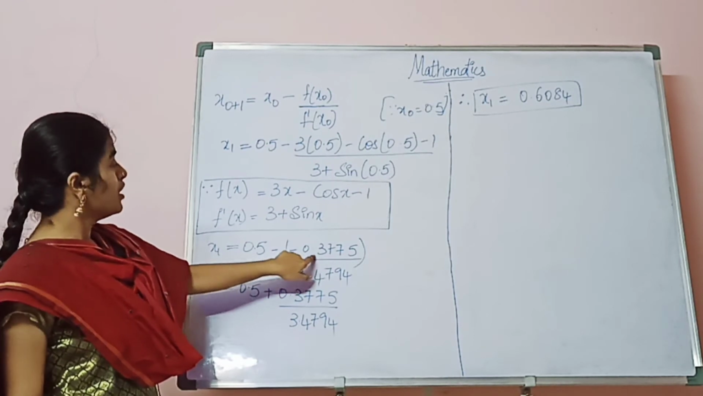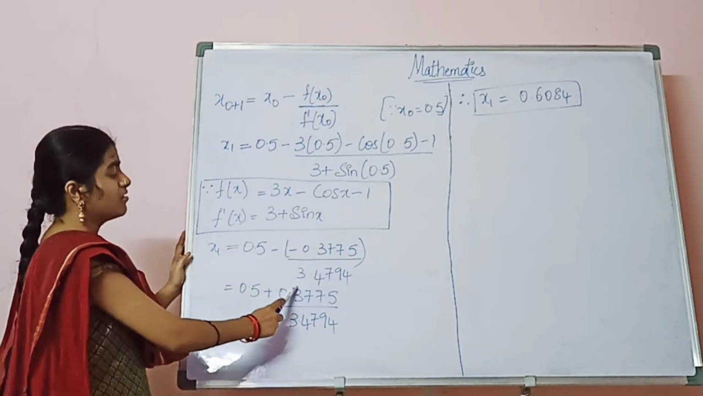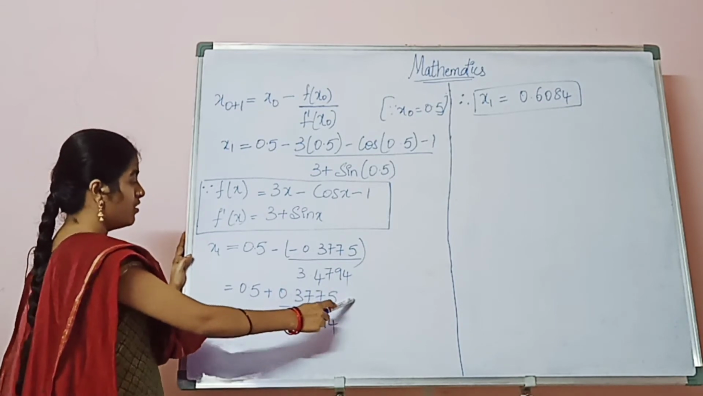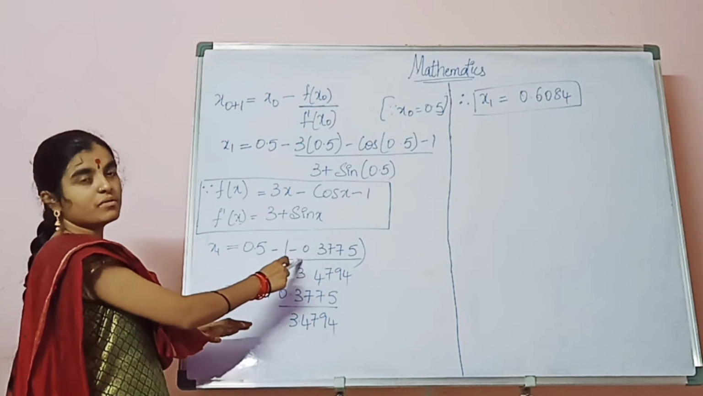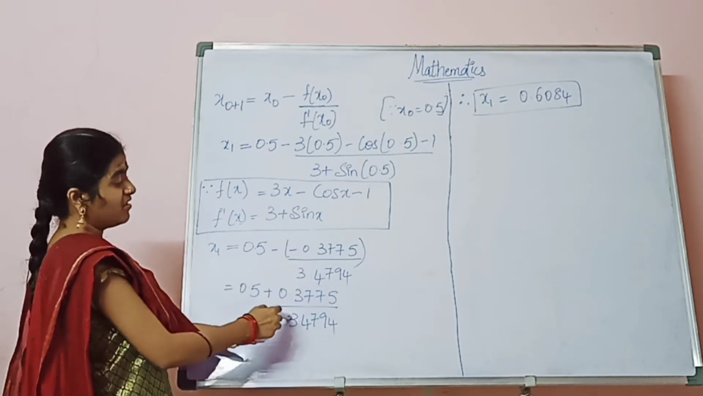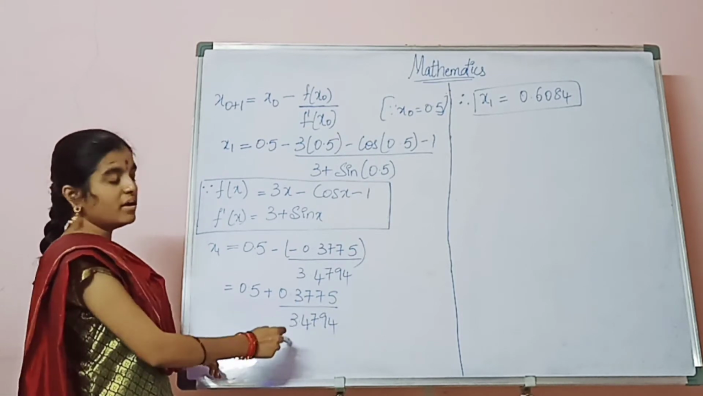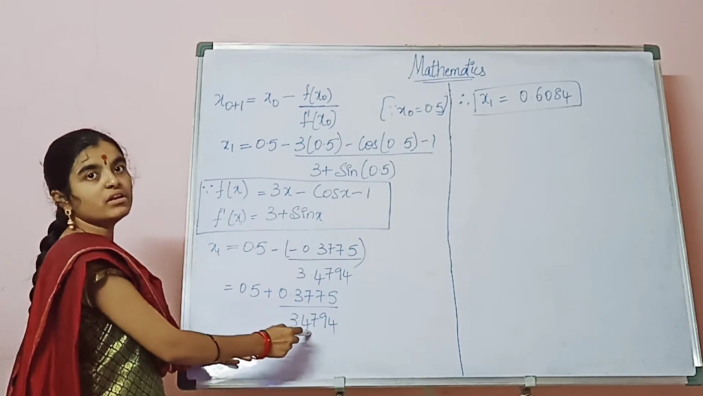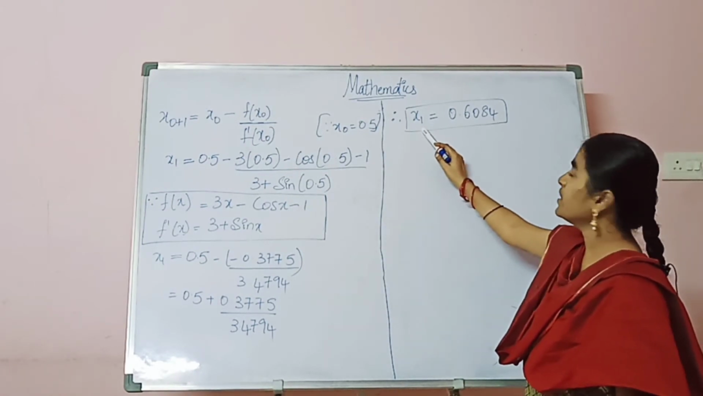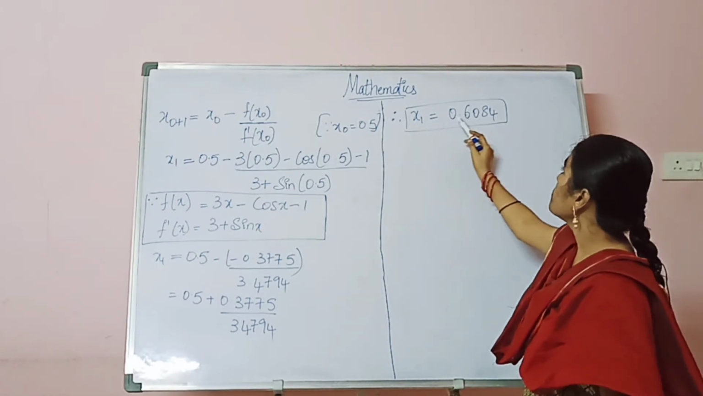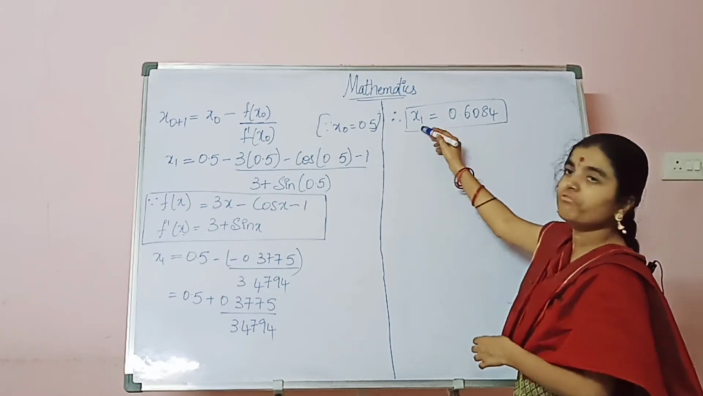Therefore x1 equals 0.5 minus, after calculating this value, minus of 0.3775 by 3.4794. Minus of minus becomes plus, so 0.5 plus 0.3775 by 3.4794. Calculating the whole, x1 equals 0.6084. So this is the value of x1.